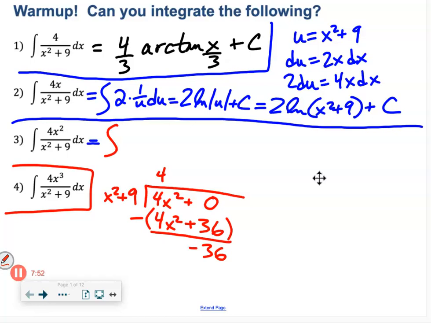So this, what does this equal? It equals 4 plus the remainder, that's the remainder, over the divisor. That would be a correct rewrite of the problem, right?